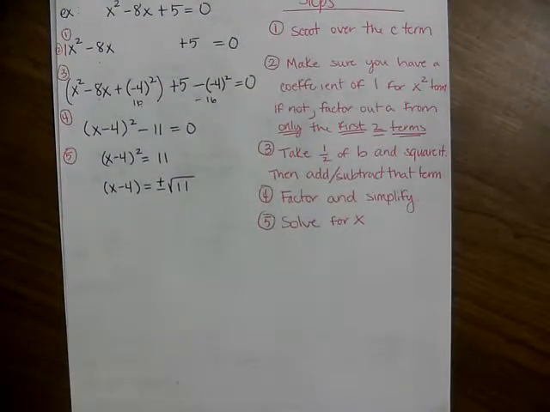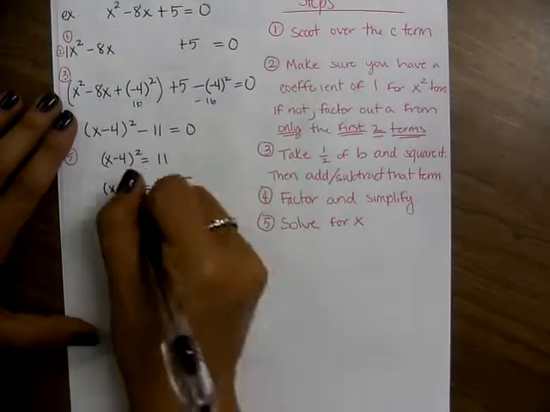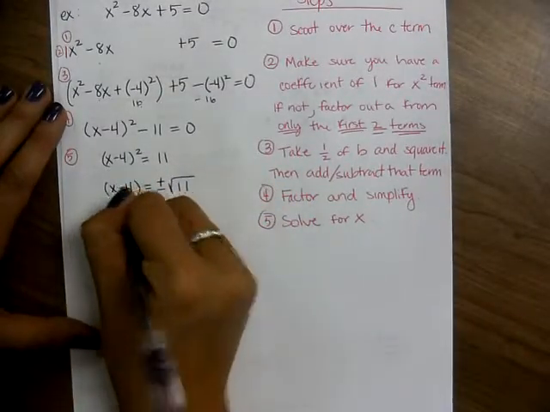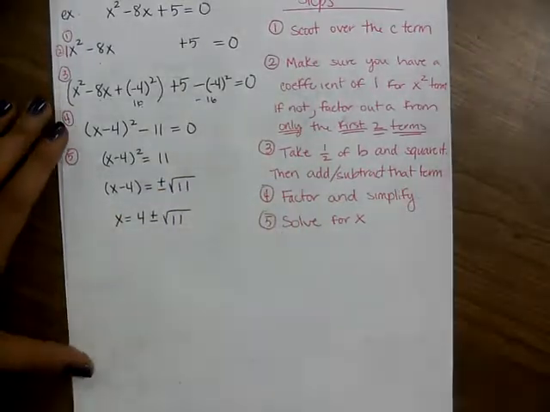You want to think to yourself, does the square root of 11 simplify? It doesn't, right? It's prime. So now all we have to do is add over the 4. So our solutions are 4 plus and minus the square root of 11.